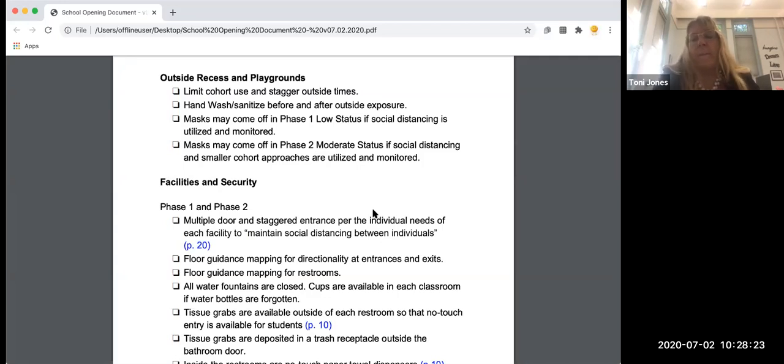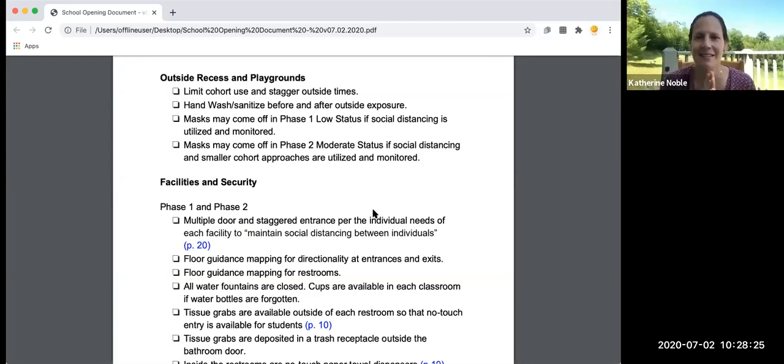I just think realistically this is going to be very, very challenging. I don't know how we are going to keep kids on a playground at least 3 to 6 feet apart. I don't know how many monitors you're going to need.